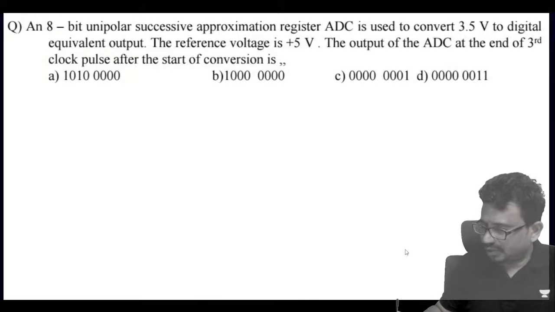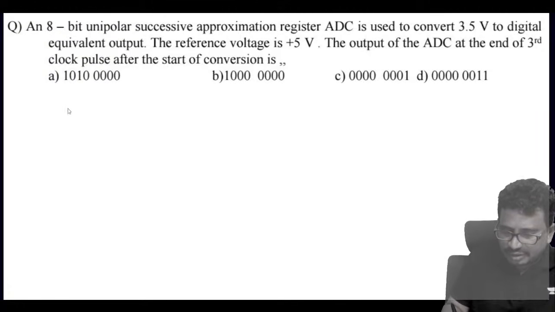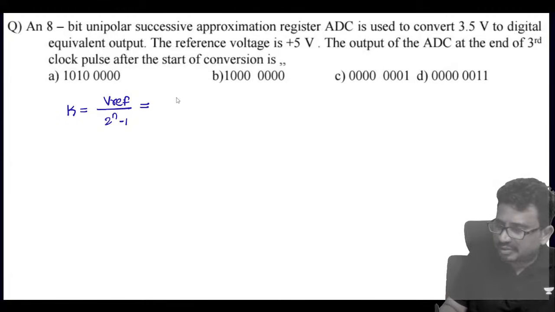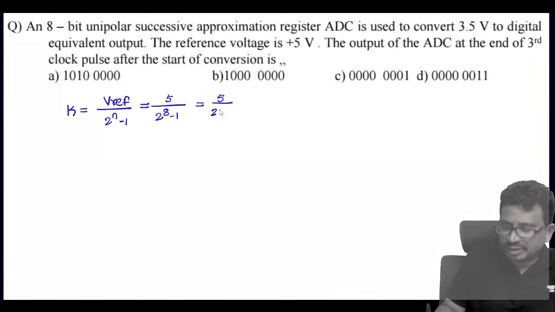First of all, what is the resolution? K is equal to V reference by 2 power n minus 1. V reference is given as 5 volts. So this is 5 by 2 power 8 minus 1, 2 power 8 is 256, so 255. Which will come to be 0.019.